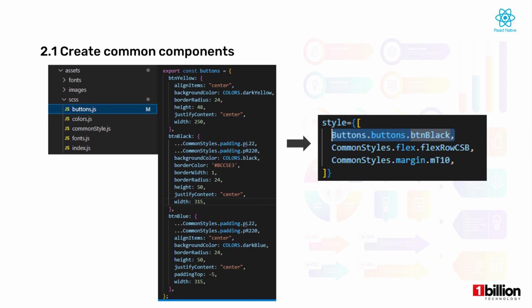For example, I have given an example over here where we have created common buttons. We have a yellow button, a black button, and a blue button. Once we have created these common components within our assets folder, it'll be quite easy to call them within the index files, the main JavaScript files, just by calling the button. And if you want to change something within the black button uniformly, for example the height of it, we can just change it within the common class, and it will render throughout the application.